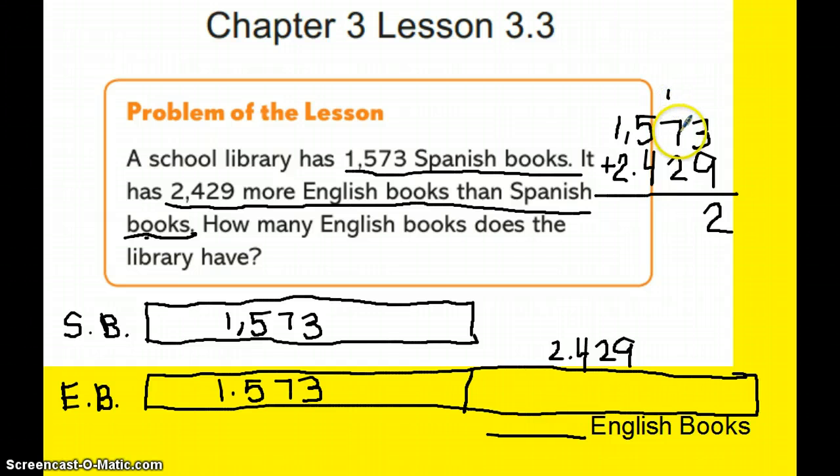1 ten plus 7 tens plus 2 tens equals 10 tens, so I need to regroup again. I have 1 hundred plus 5 hundreds plus 4 hundreds, and that equals 10 hundreds, so I have to regroup again. And my final step in this addition problem is 1,000 plus 1,000 plus 2,000, and that equals 4,000. So I'm going to take that sum and plug it in down here, and my final answer will be 4,002 English books.